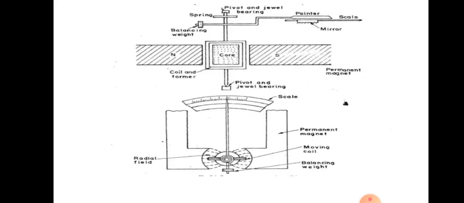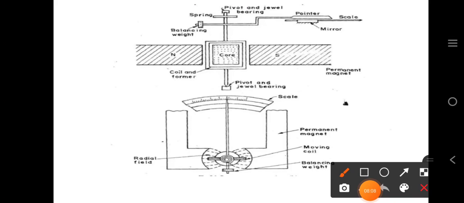So here in this diagram there are two views. In one we can see the top view, and in one we can see the side view. So in the above diagram we can see the N and S. N and S, these are the north pole and south pole of the magnet. A permanent magnet is used. It is kept in the form of a U shape. So as it is a side view, you can see only the north and south poles of the magnet.